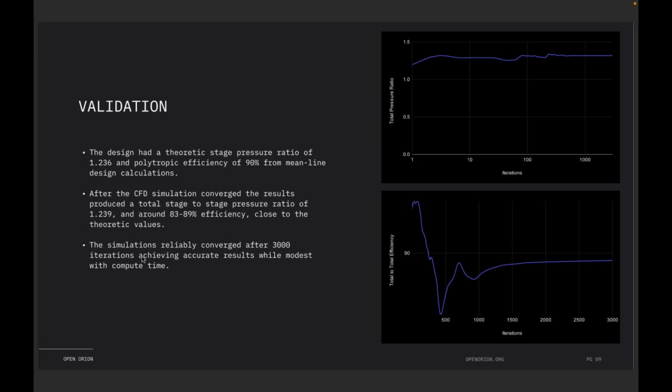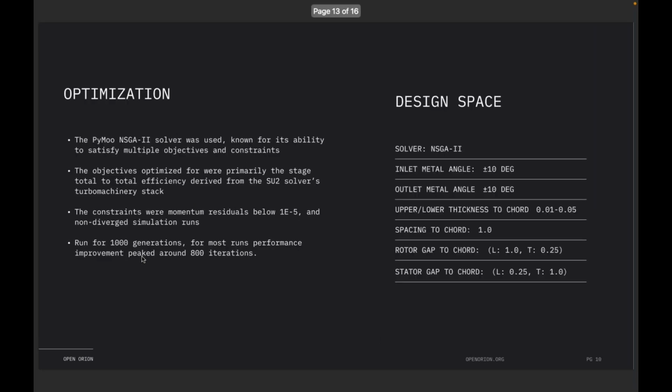And then similarly, all the polytropic efficiency or stage-to-stage efficiencies were around 83 to 89%. So pretty close. And then the last thing to mention here is that most of the simulations converged around maybe 3,000 iterations when it got a really low residual value. So we thought that 3,000 would be pretty good. For a lot of turbomachinery, maybe you want to do around 10,000, but we were going to do a lot of design iterations. So we figured this was good enough to get us going with what designs were good or bad.